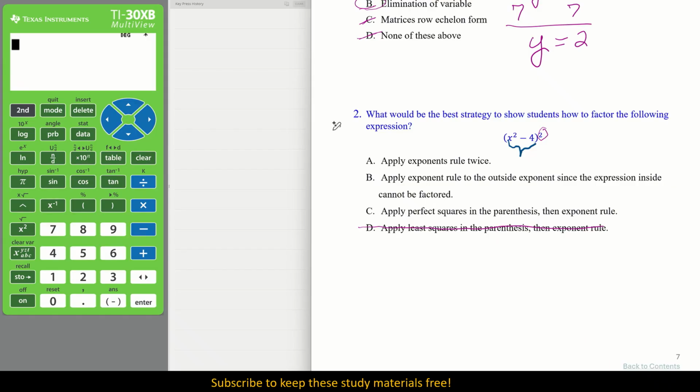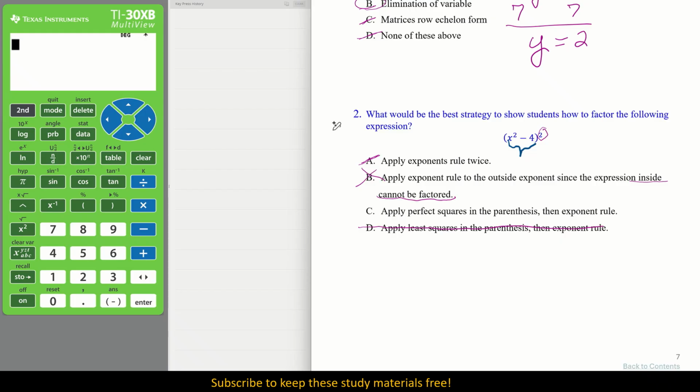Okay, it says apply exponents twice. No, the inner part, it's not the exponent that you need to look at. So, no. B says apply the exponent rule to the outside, since the expression inside cannot be factored. Well, remember I said I would start with the exponent on the outside, but here's the deal. The inside can be factored, so B is just an incorrect statement.